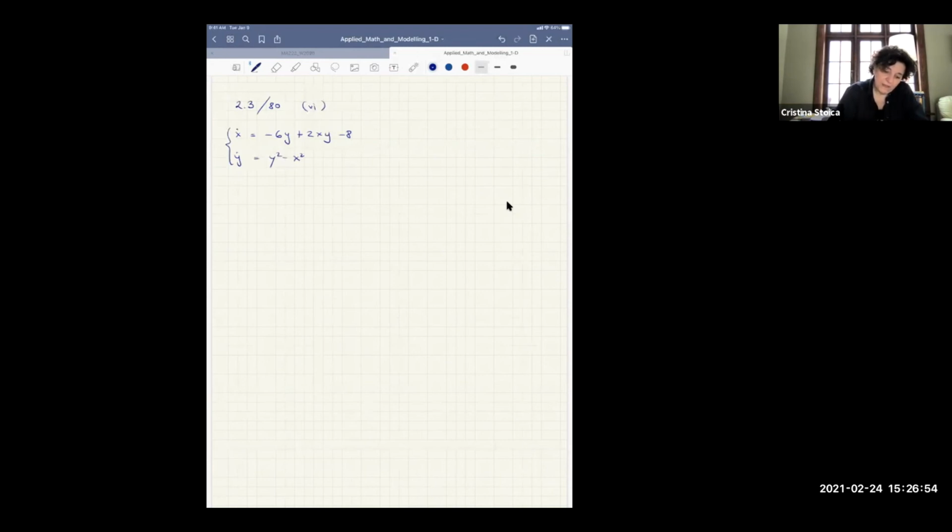So first things first, right? Equilibria are found by setting the right-hand side equal to 0. So in this case, we have to solve this wonderful system, right? And as I said, I didn't do it, so we'll do it together.